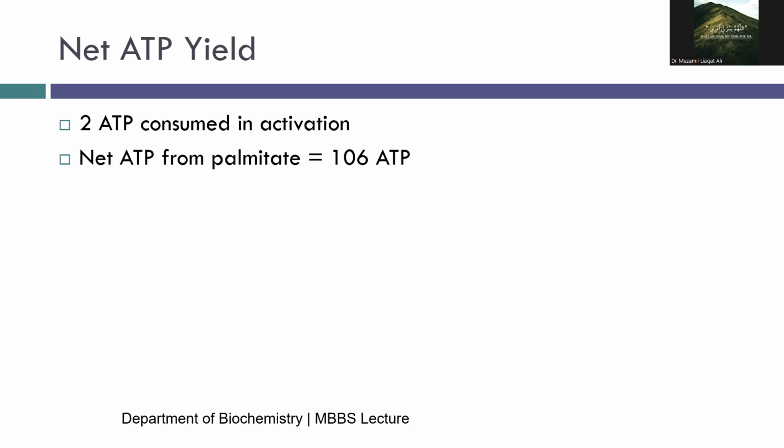Activation costs the equivalent of 2 ATPs. So the net yield from palmitate is 108 minus 2, that is 106 ATPs per molecule of palmitate, the 16-carbon fatty acid. So this is an extremely efficient energy source. One palmitate molecule yields more ATP than the complete oxidation of one glucose molecule, which is around 30 to 32 ATPs.